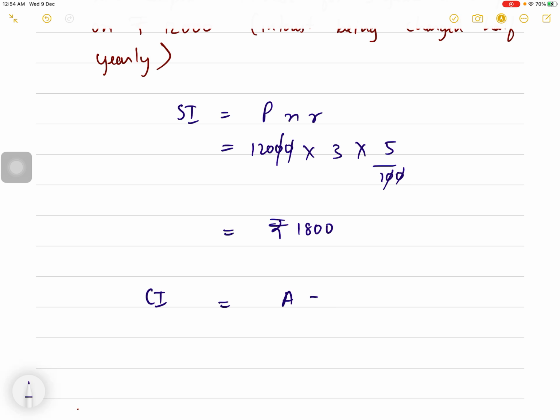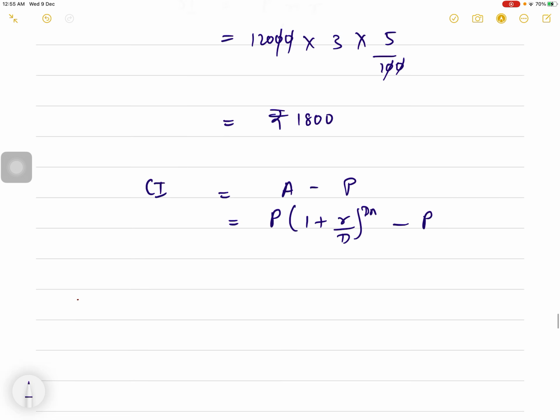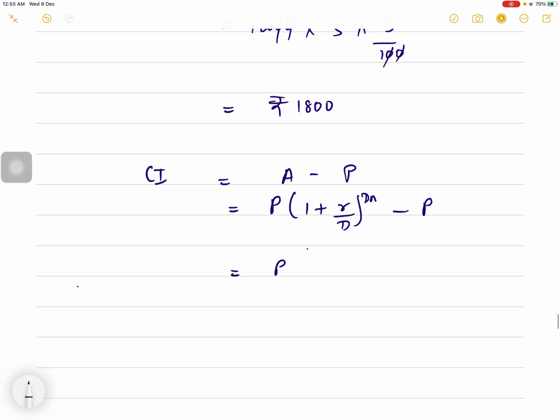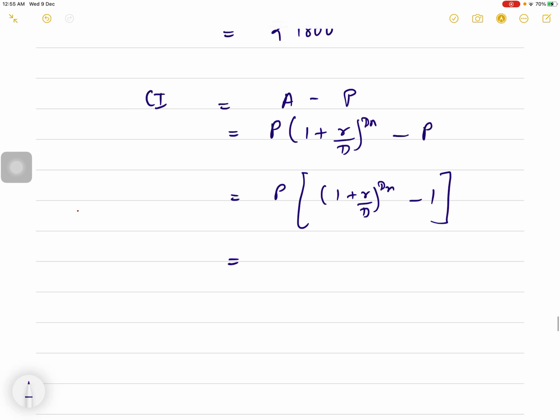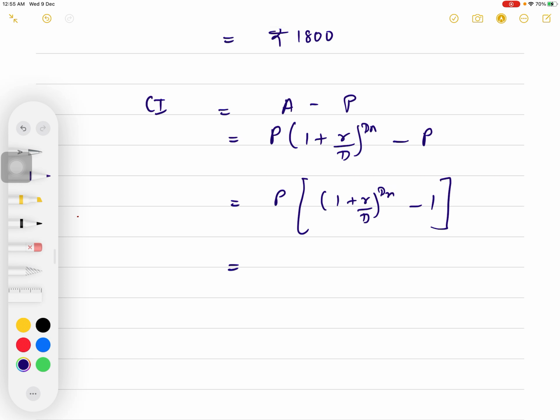Compound interest is equal to amount minus principal. Amount is P into 1 plus R by D raised to Dn minus P. So P, you bring it in a bracket, you put it out. So in the bracket 1 plus R by D raised to Dn minus 1. So you solve this, you will get compound interest. How much was the principal? 12,000.